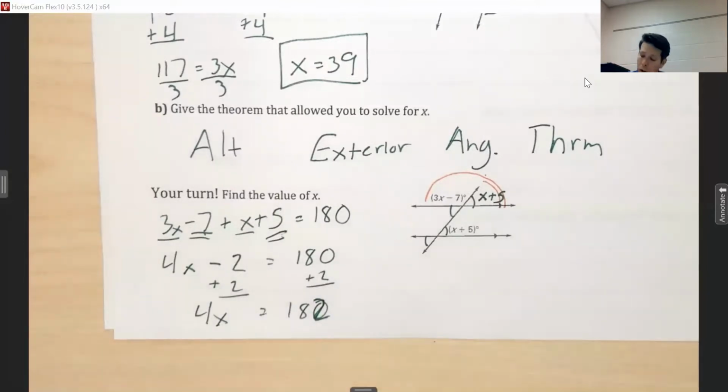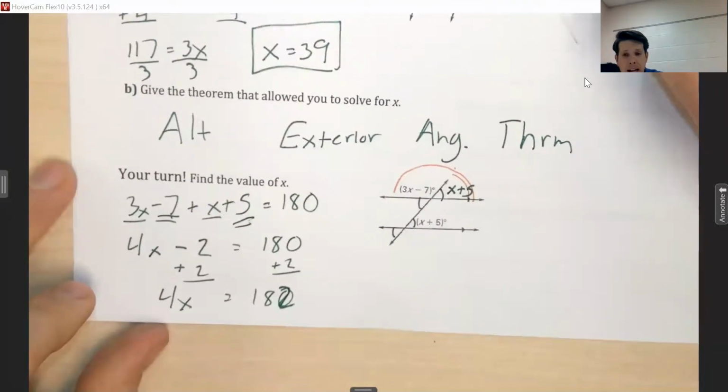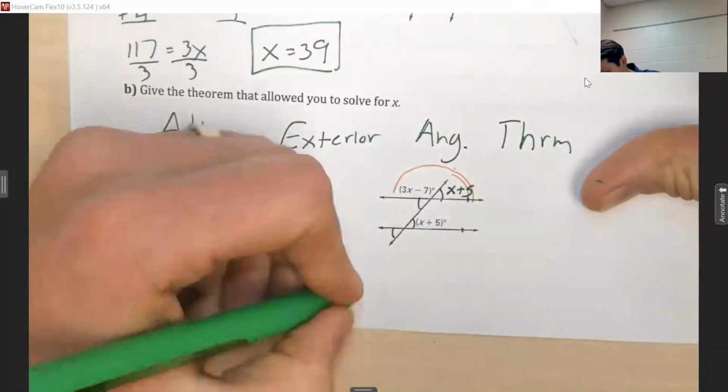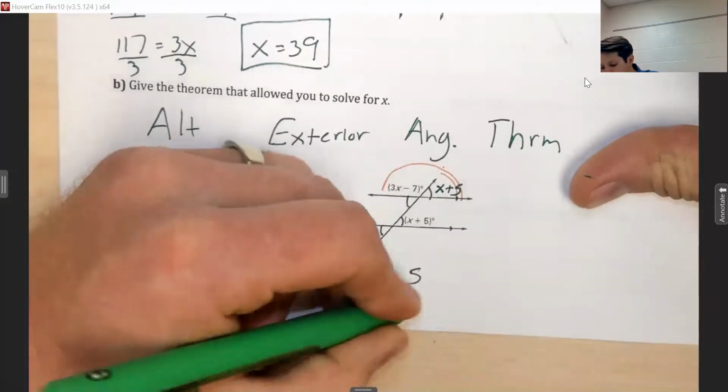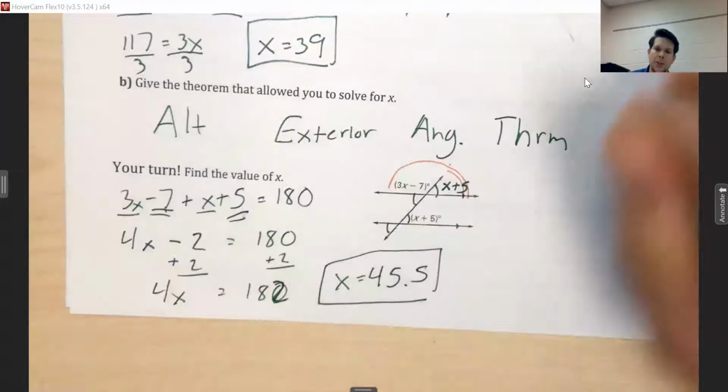Decimals show up in a world where gas costs $3.09. And that is just fine. So our answer is going to be 45.5. There are much worse decimals in the world, but that is the one for us.